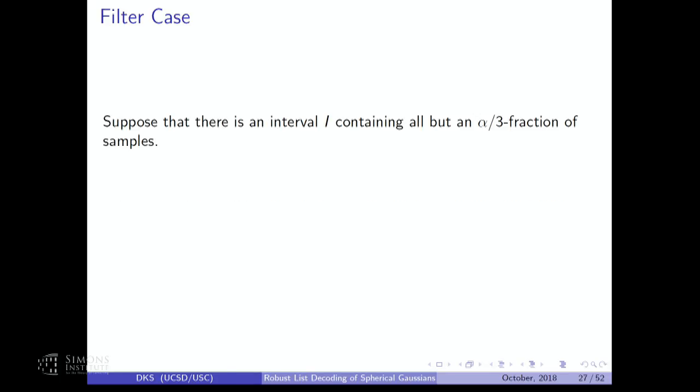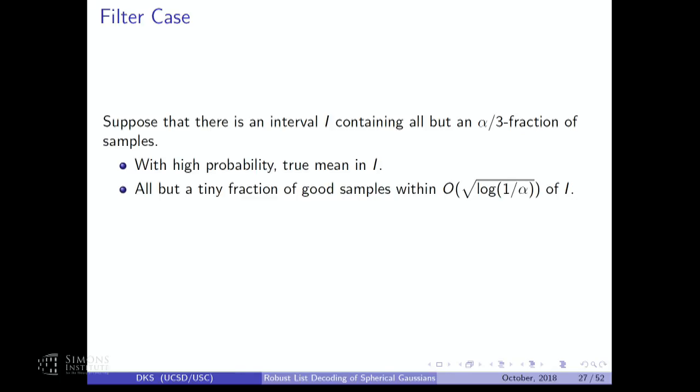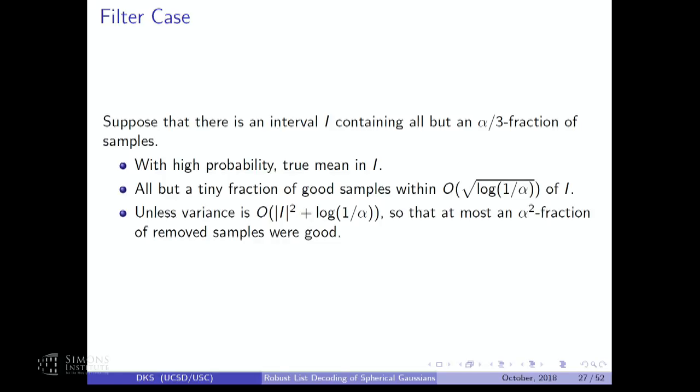So case one: if there is some interval I that contains, say, all but an alpha^3/3 fraction of our samples, then we can say that with high probability, the true mean is in this interval I. And in particular, that means that all but a tiny fraction of our good samples are within about square root log 1 over alpha of I after you've projected them onto this line. So unless the variance in this direction is also similarly small, something like O of the length of I squared plus log 1 over alpha, we can find a filter that will throw out a bunch of bad samples that are too far from the interval, and at most an alpha squared fraction, say, of the removed samples will be good samples.